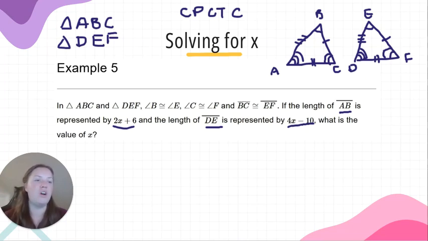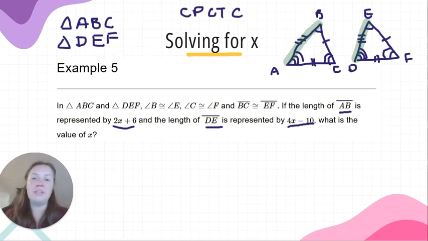So let's figure out where on our triangle these line segments are located. So we have DE here, and we have AB here. So we're talking about corresponding sides. And what did we say about CPCTC? What we said was corresponding parts of corresponding triangles are congruent.